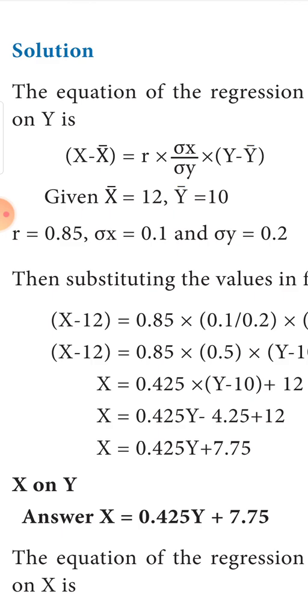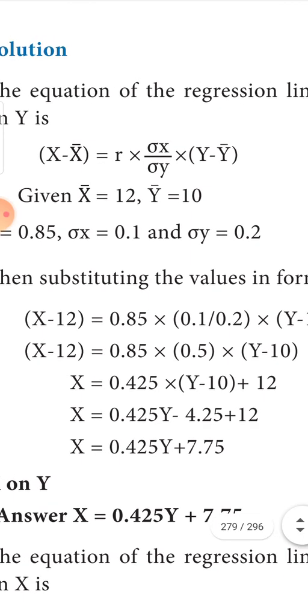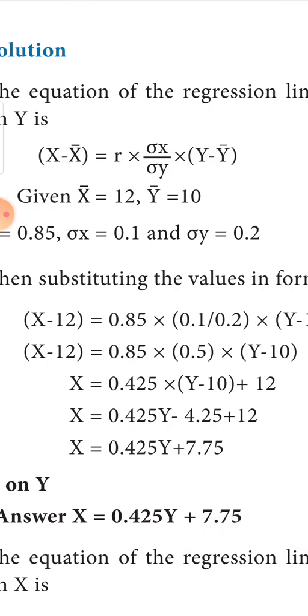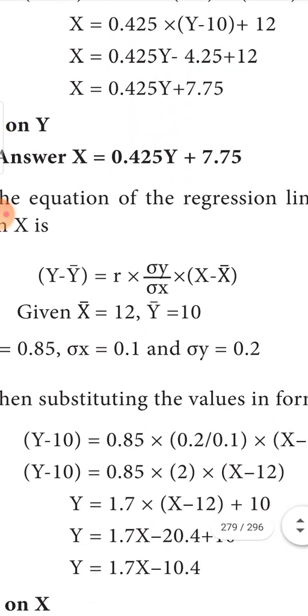See, whenever you find the regression equation of x on y, in the left hand side you will be having x minus x bar. In the right hand side you will be having y minus y bar. Okay, you have to be very clear, children. When you find the regression equation of the regression line of x on y, in the left hand side you have x minus x bar is equal to r. Sigma x will be in the numerator, sigma y will be in the denominator, into y minus y bar. The same will be reversed when you find the regression equation of y on x.